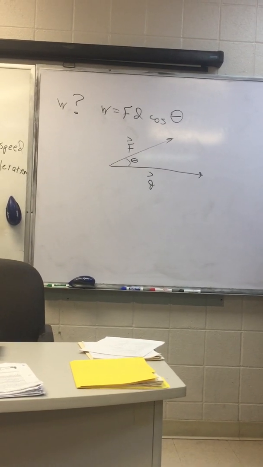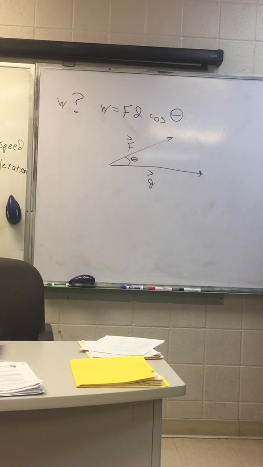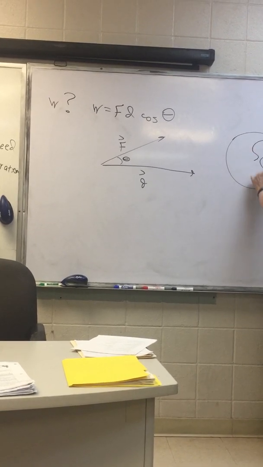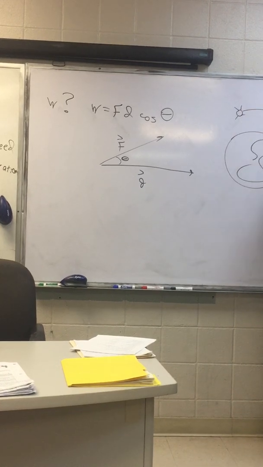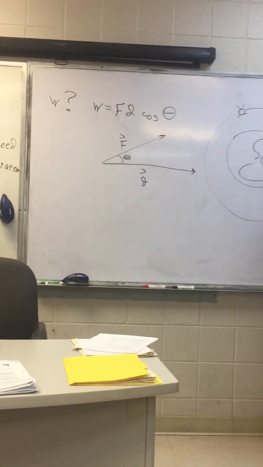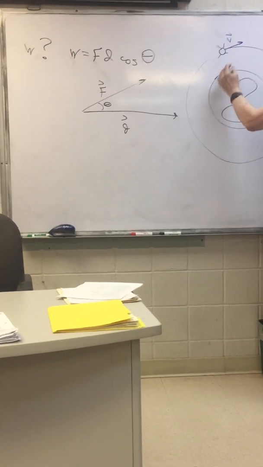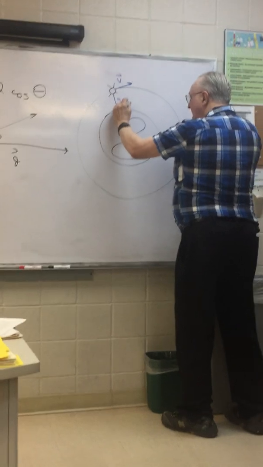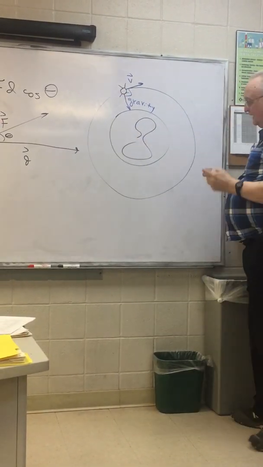Now, what if you only have force and you don't have distance? No work. So for example, if you have a satellite going around the Earth in a circular orbit, then that satellite has a velocity, so it's moving a distance, and it has gravity, which is at right angles.